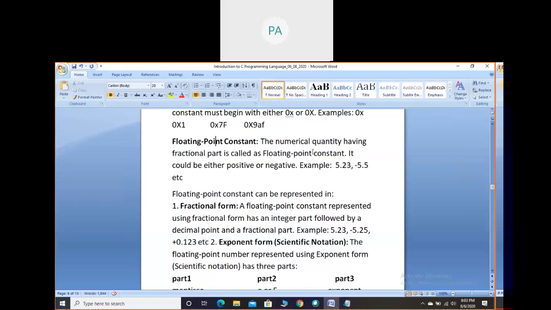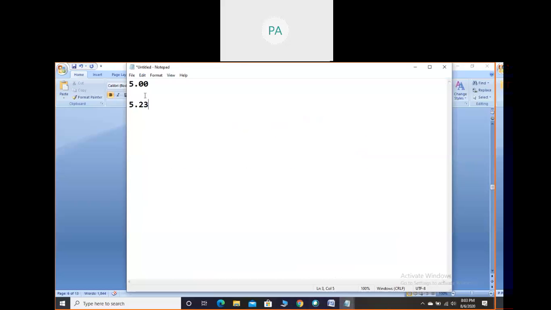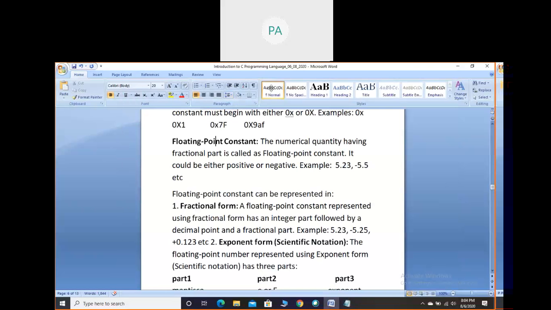The numerical quantity having fractional part. Fractional part means here in 5.00 or 5.23, after the decimal point whatever I have written, 00 or 23, is considered as the fractional part. 5 is an integer part, decimal point, then 00 is a fractional part. Again 5 is an integer part, decimal point, then 23 is the fractional part. So when we come across numerical quantities where we have a fractional part, it is called a floating point constant. It could be either positive or negative. So you can consider positive floating point numbers or negative floating point numbers.